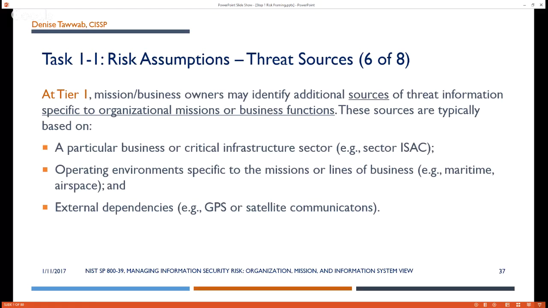At tier one, business owners may identify additional sources of threat information that are specific to your company or organization's missions or business functions. And these sources are typically based on a particular business or critical infrastructure sector, on operating environments that are specific to missions or lines of business. For example, airspace, maritime, oil and gas. And also external dependencies, for example, GPS or satellite communications. You know, is that a dependency for the business that you're doing or for the mission that you're trying to achieve?